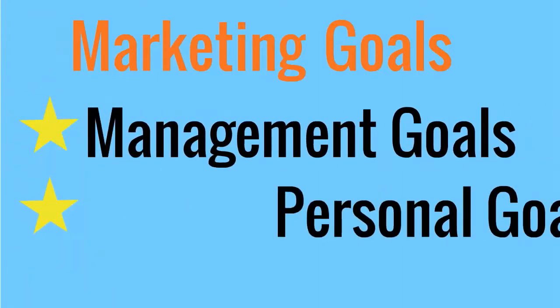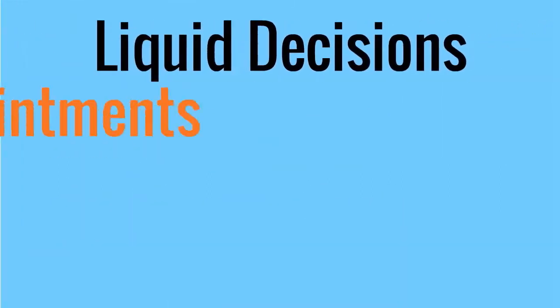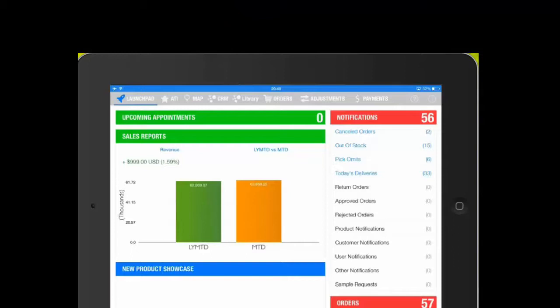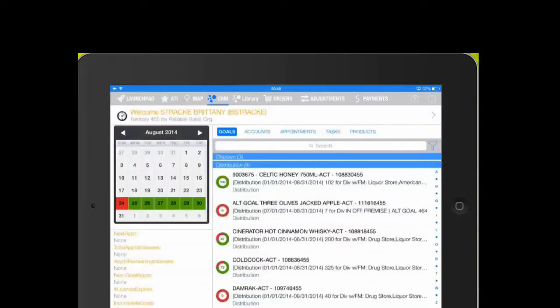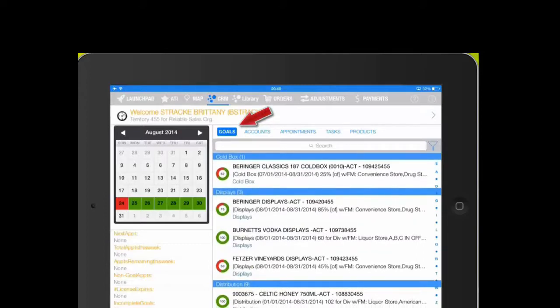Let's just jump into the application and show you some really simple ways of how you can set appointments with goals. So what I'm going to do is go to the CRM view, and immediately the default view is goals. You can see there's a series of goals for this particular wine and spirits rep.